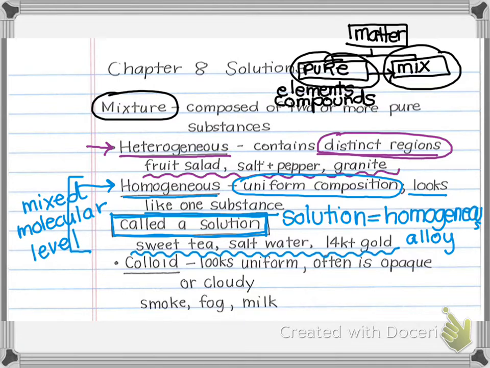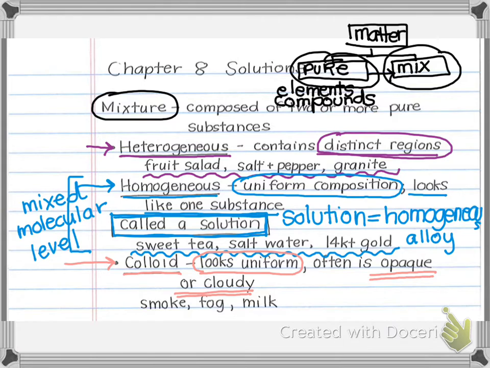Now the third type of mixture, which we'll talk about a little bit more later in the class, is a colloid. Kind of a funny word. Observations: colloids still look uniform. But in a colloid, the molecules are just a little bit larger. So when light goes through it, it's scattered. And that makes it have an opaque or cloudy look. So oftentimes we can tell something's a colloid because it looks like there's only one substance present, but we're unable to see through it because it's cloudy.